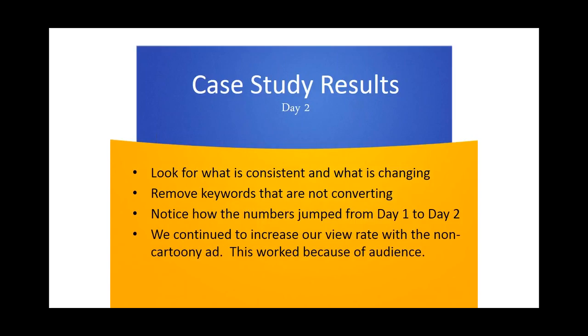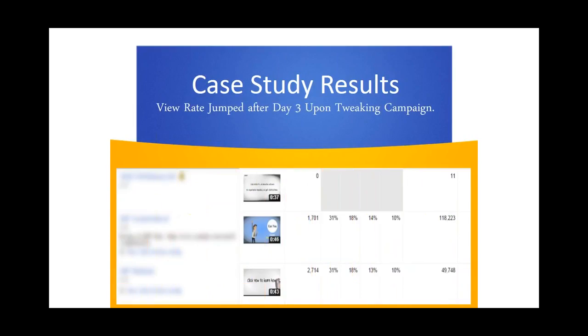So I continued to increase our view rate with the non-cartoony ad. I got rid of the non-cartoony ad and I brought in a different whiteboard ad. And this worked because of audience. So you really need to know your audience, and that is key. I know that's a boring thing, but if you go to Alexa or even use Facebook Insights to figure out what your audience's behaviors are, then you'll actually get a better idea about how to convert. So really my goal here is to share with you, not just how to get traffic, but also video SEO and how to increase your conversions as well.